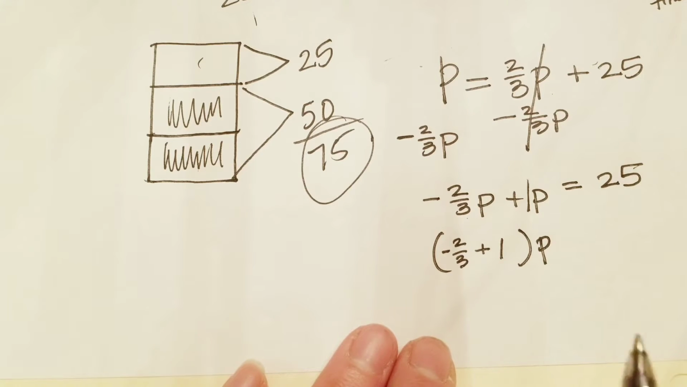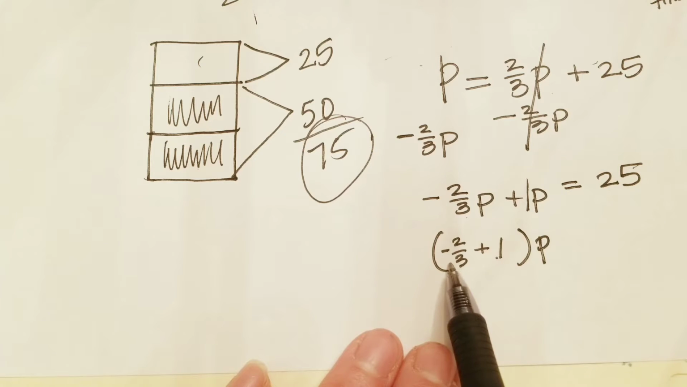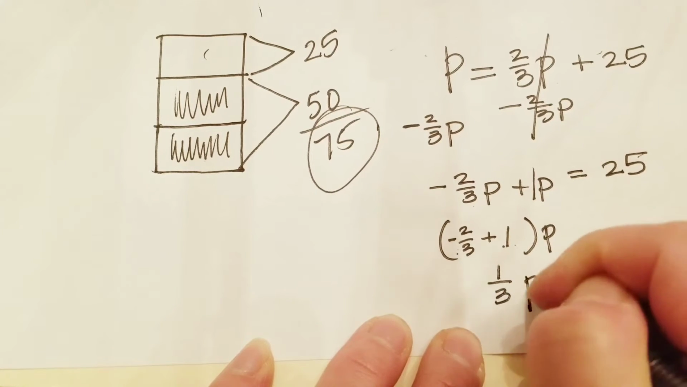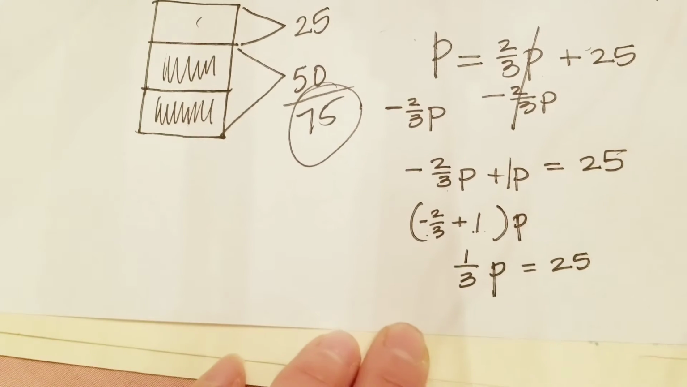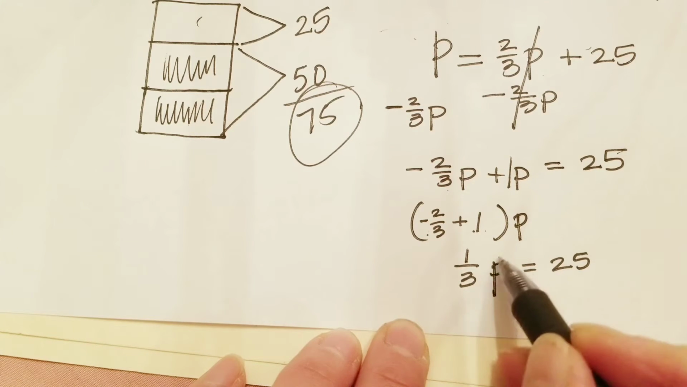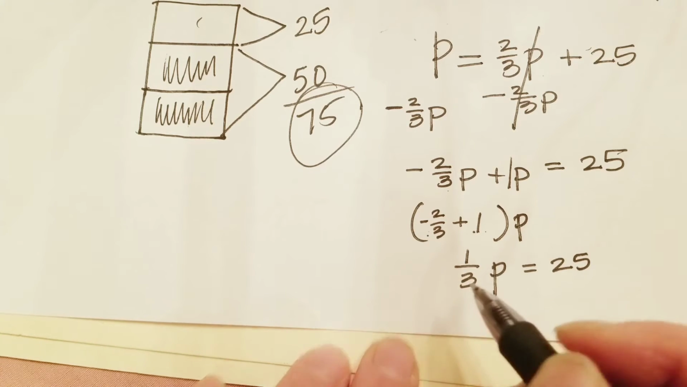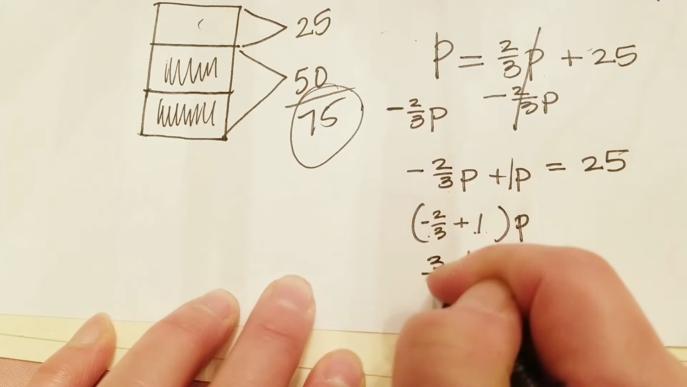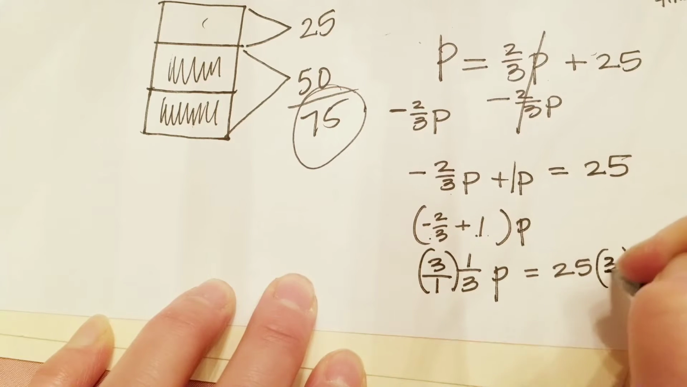Everyone see that? Like terms here. We're going to subtract a positive from a negative. 1 minus 2/3 is 1/3. So 1/3 P equals 25. And if we need to get P all by itself, we need to get rid of 1/3. How do we get rid of 1/3? To cancel it out, we multiply by 3, or 3 over 1.